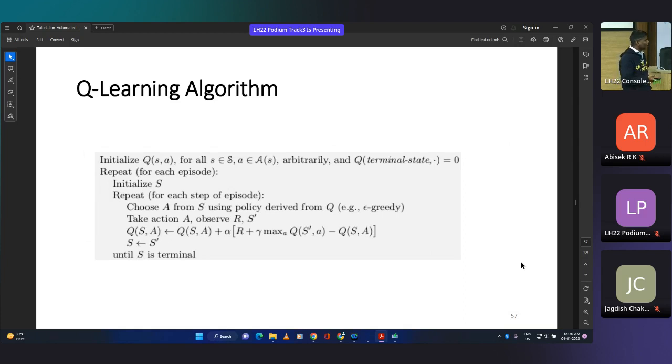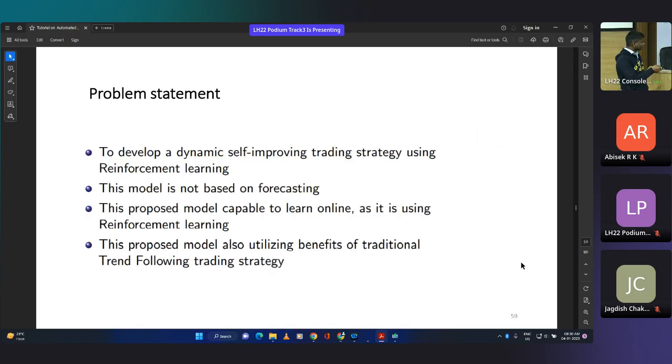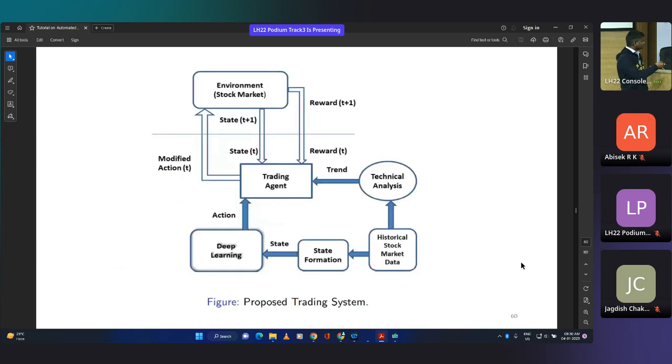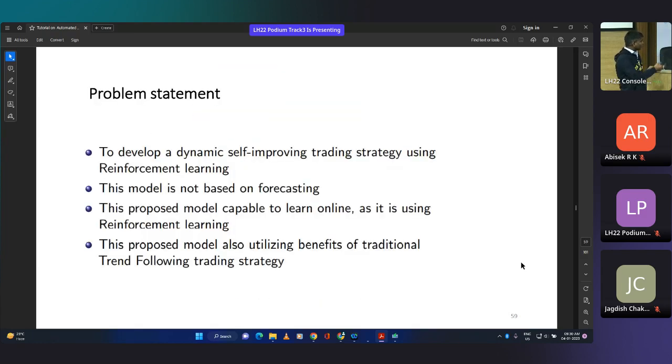So in Q learning, there is an agent and an environment. Our agent is interacting with the environment and learning which action to take for which state. This equation is responsible for updating the table. Now we have developed one strategy for trading using this reinforcement learning. So these are our problem statements.